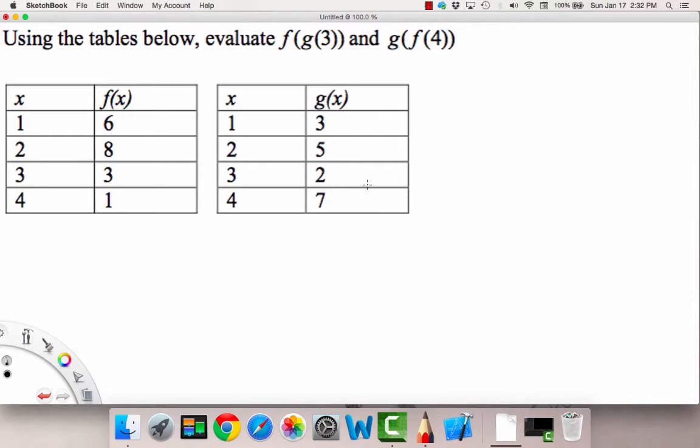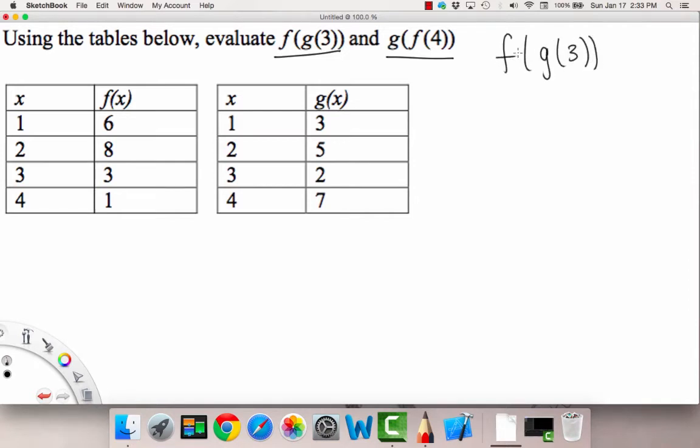Here's another example. We're going to use tables now, and we're going to evaluate f of g of 3 and g of f of 4. Okay, so don't be too intimidated just yet. We'll work through this, and I'll show you how to solve these problems. So let's work on the first one. We're going to figure out f of g of 3.